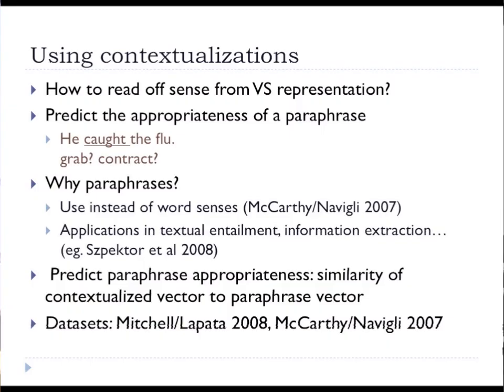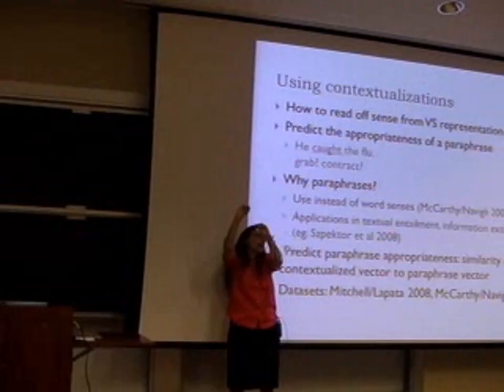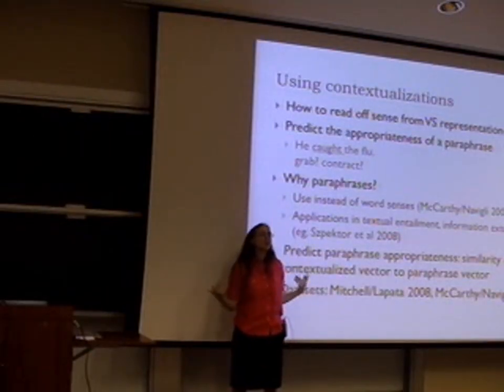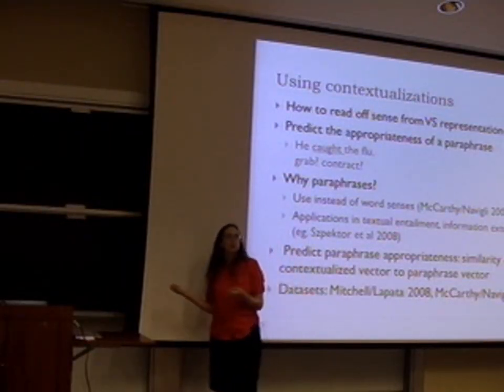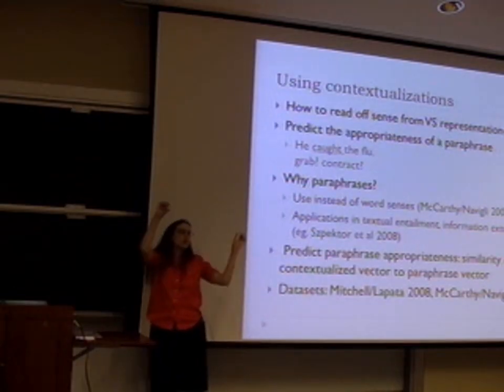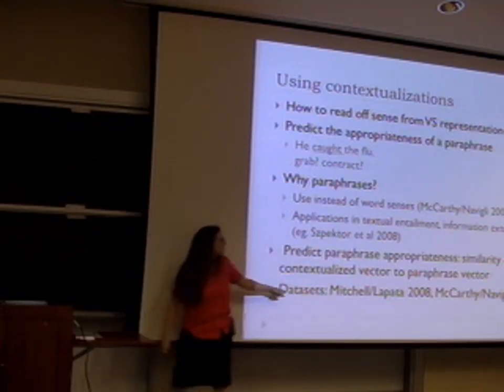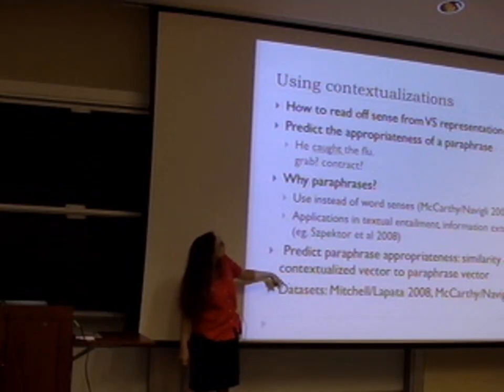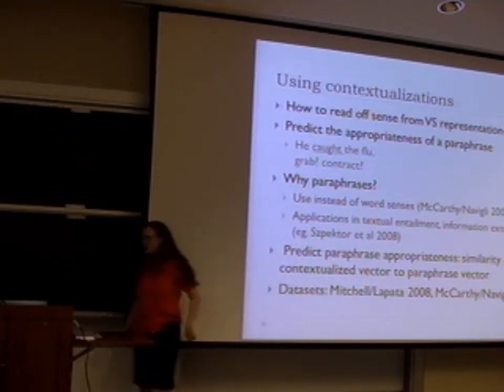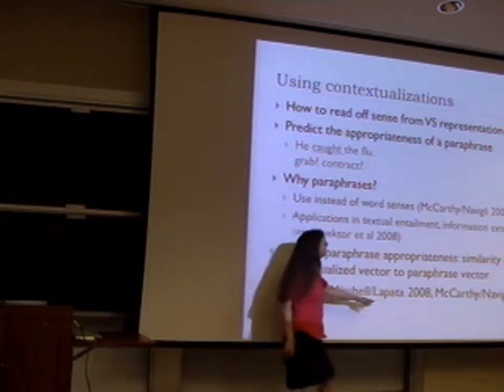So how do we predict the paraphrase appropriateness? In a case like here, we would compute a point for catch in the context of flu, which might be here, and then you compare it for similarity with the vector for grab and the vector for contract, and you predict a degree of appropriateness of the paraphrase which is proportionate to the similarity of your in-context vector for catch to either grab or contract. And there are actually data sets where you have paraphrase appropriateness for words in context. And the most used data set is the McCarthy and Navigli one.